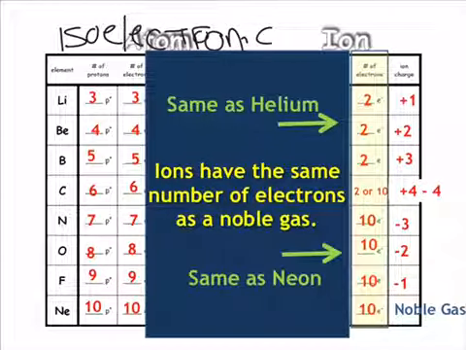But then we know that beryllium has given away 2 electrons. It is also isoelectronic, which means has the same electron configuration, the same number of electrons as helium. And then with boron giving away 3 electrons, now again, same electron configuration as helium.